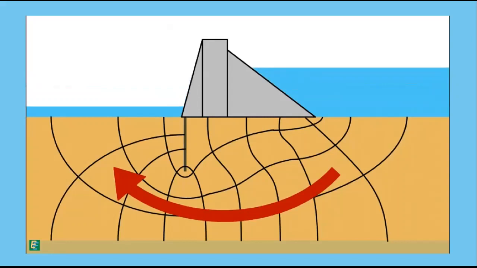So if the upstream and downstream water levels are reversed, the flow net will remain unchanged. Rather, only the direction of the flow will be reversed. So from here, we can now present some examples.